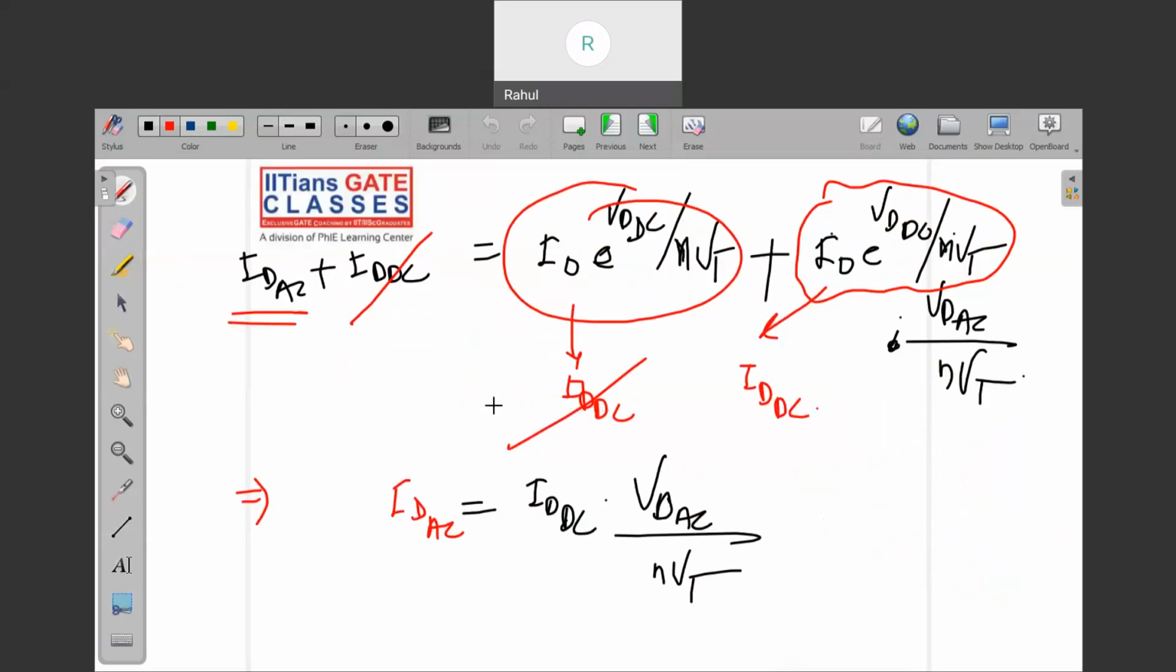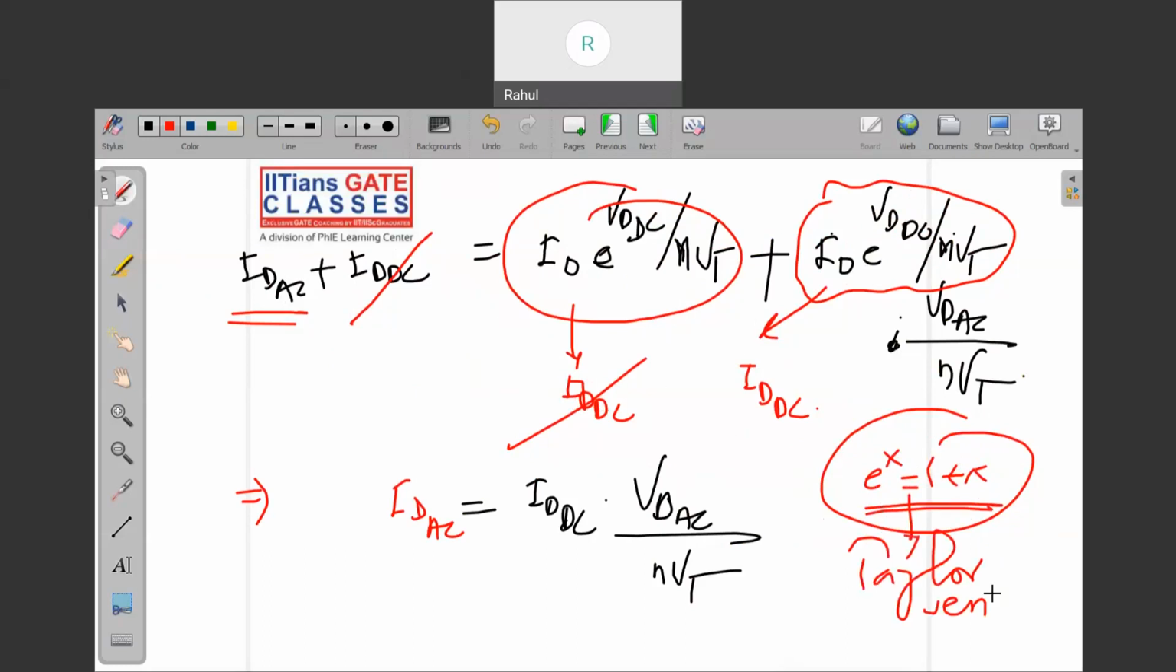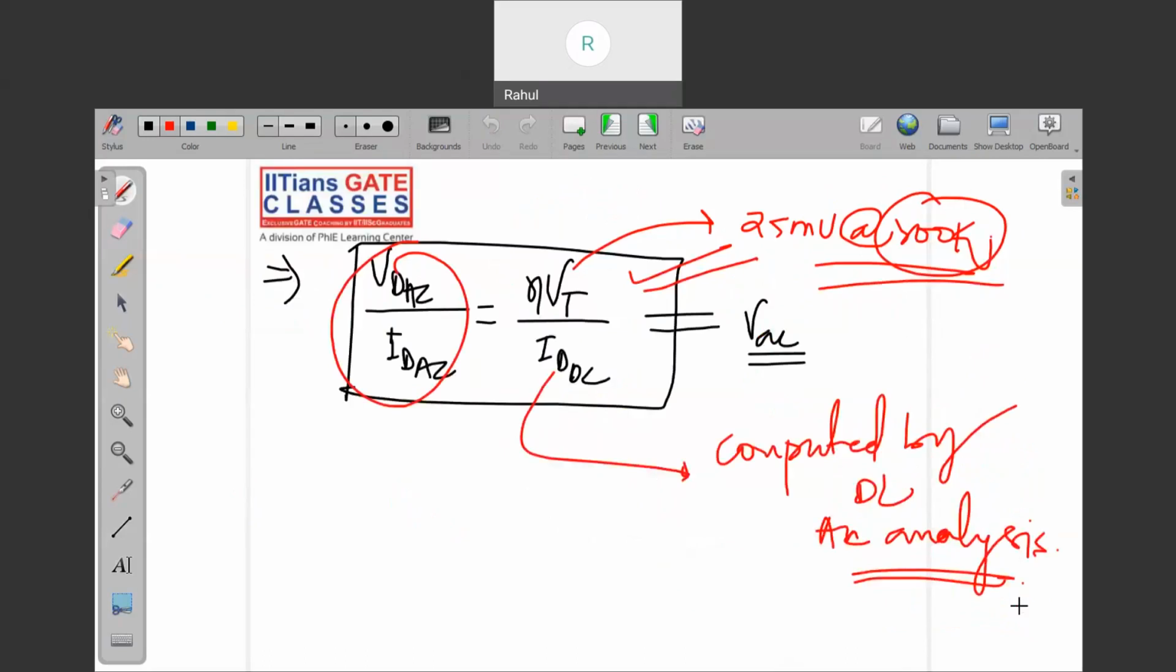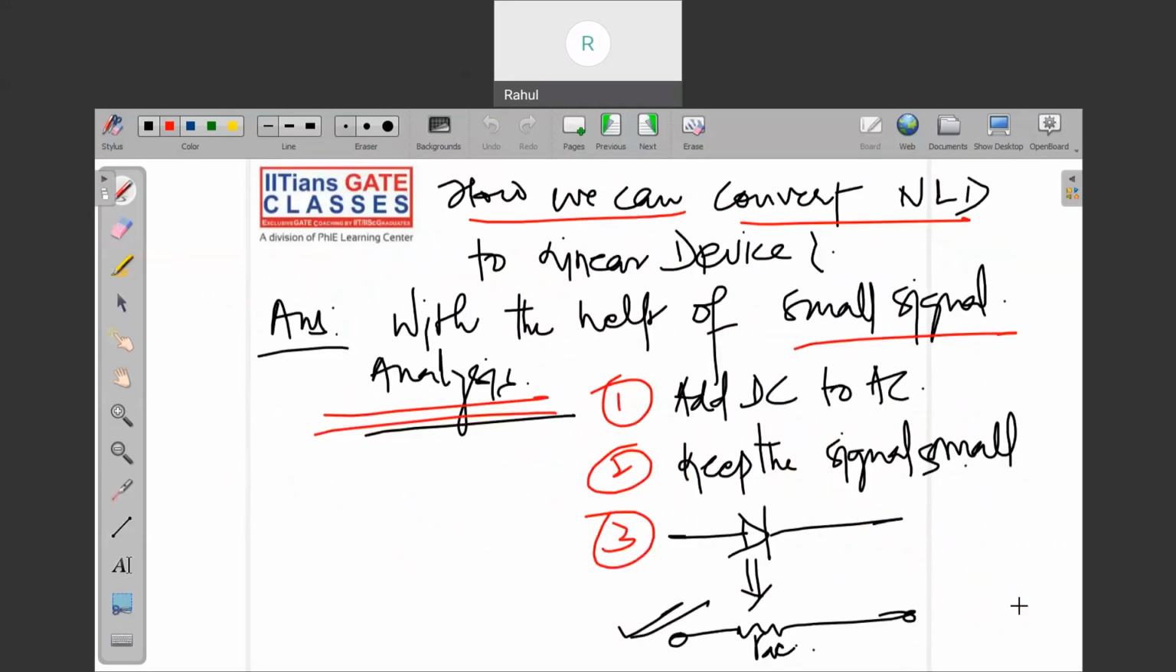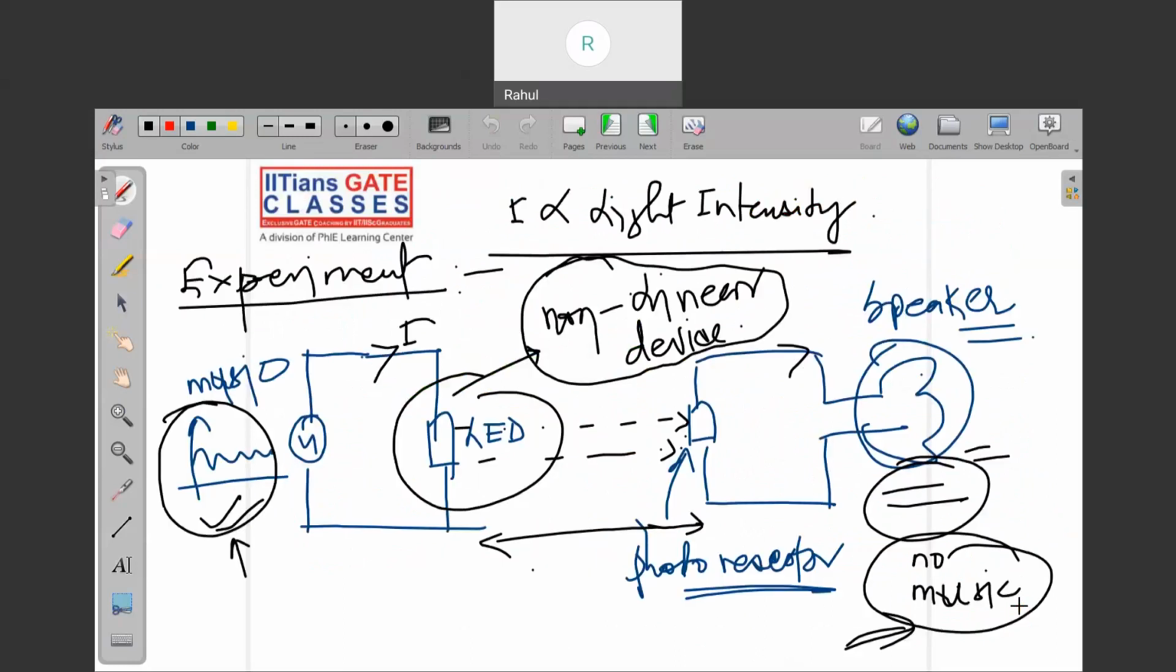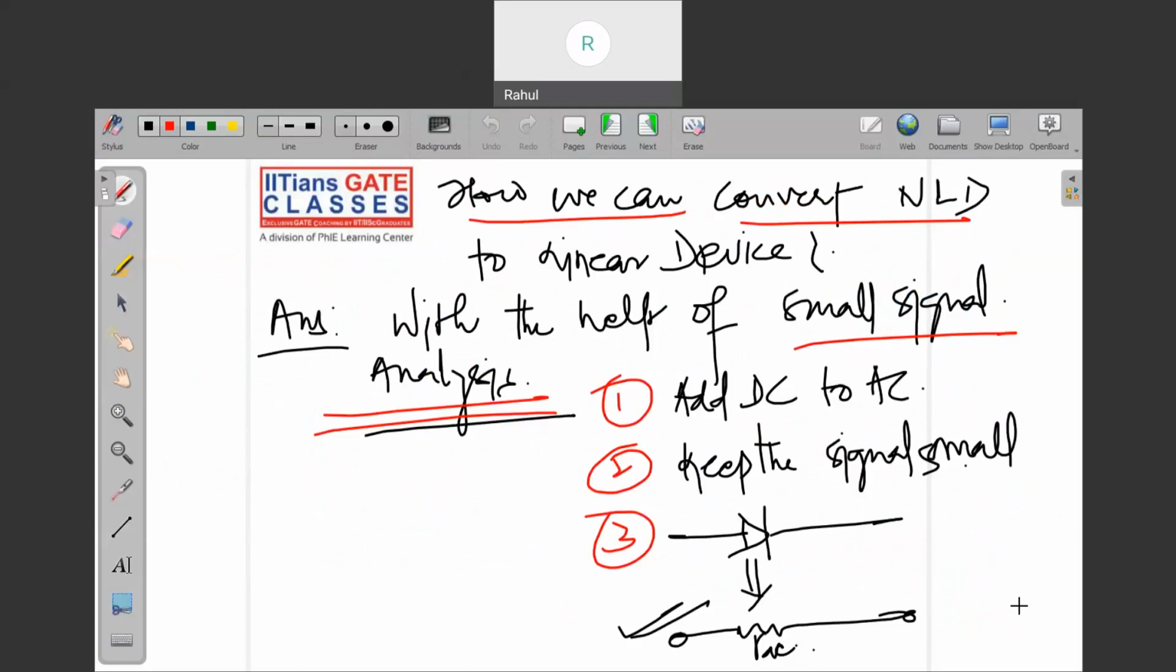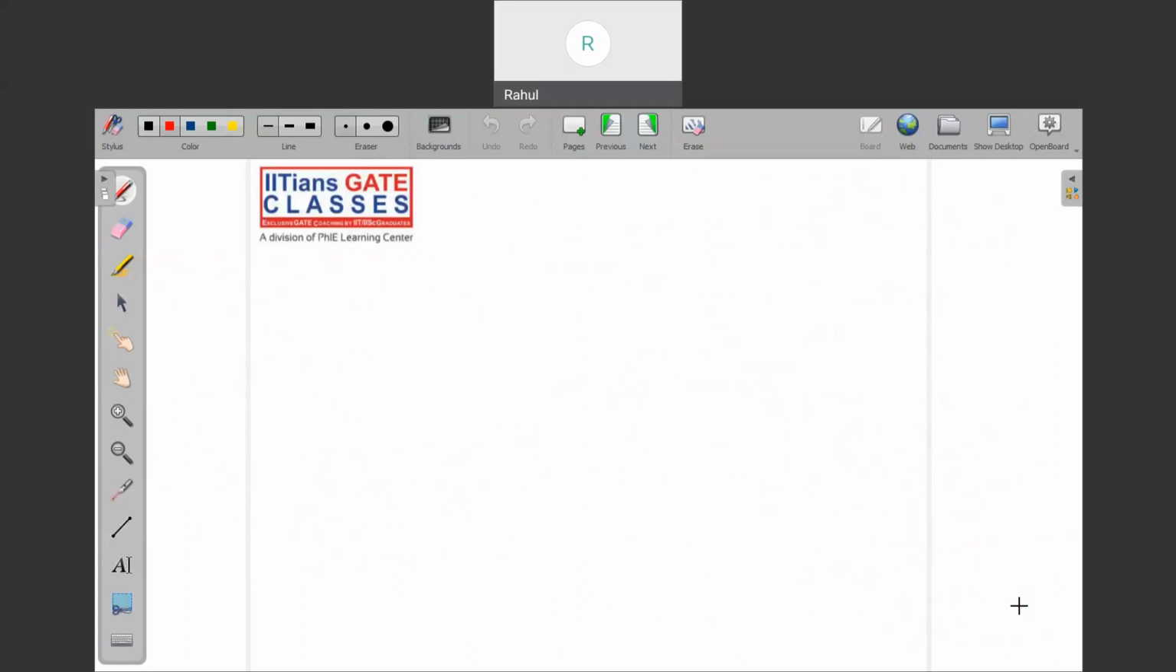If you know the approximation, you can do it. Why are we approximating e raised to power x as 1 plus x? Because we are neglecting higher order terms of this Taylor series, as the voltage across the diode is pretty small compared to the thermal voltage. So please keep this in mind. This is very, very important, and I have told you experiments as well. So now you can happily convert a nonlinear device to a linear device.